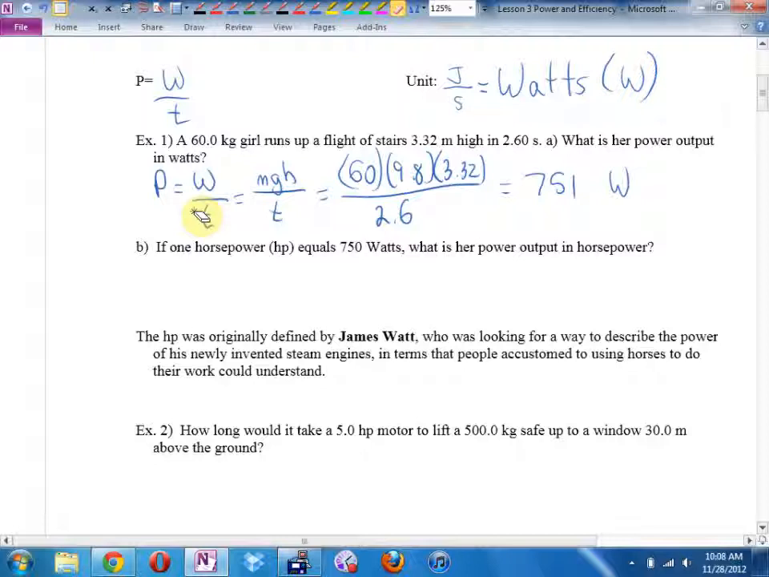Oh, Jason, what if the mass got bigger? How would this person feel? Would they use more power or less power? If this mass got bigger, would they be generating more power or less power? More? Would they feel more tired or less tired?